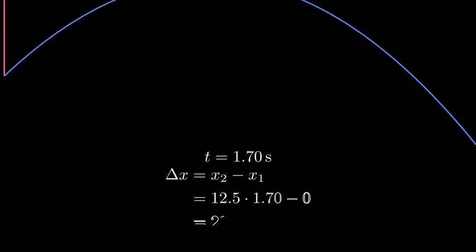Delta x equals x2 minus x1. At t equals 1.70 seconds, x2 equals 12.5 times 1.7, which is 21.25 meters. x1 equals 0. So delta x equals 21.25 meters.